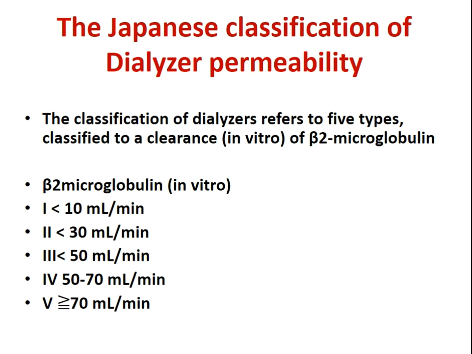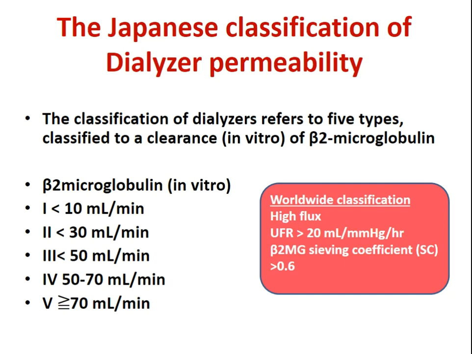The Japanese classification of dialyzer permeability depends not only on small solutes, but on beta-2 microglobulin, the middle molecule, and is classified from 1 to 5, with 5 having the highest clearance value for beta-2 microglobulin. Another classification of high flux depends on the ultrafiltration rate, above 20 mL per mmHg per hour, and a beta-2 microglobulin sieving coefficient of more than 0.6.